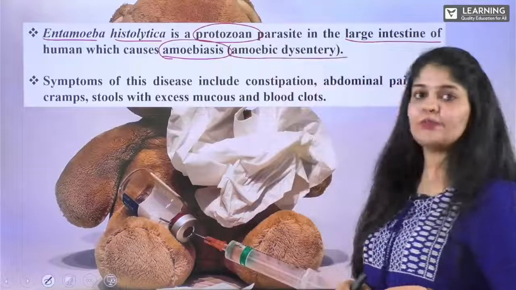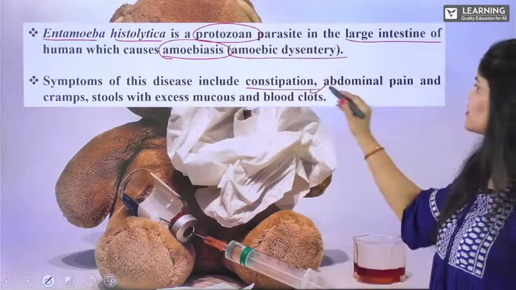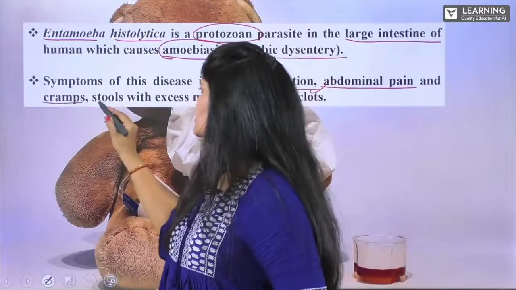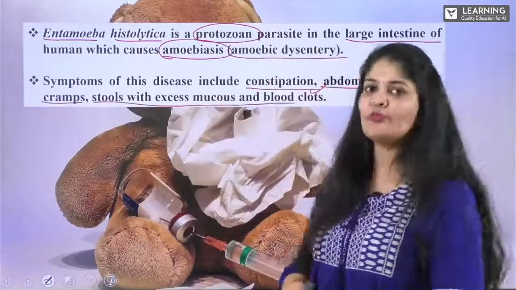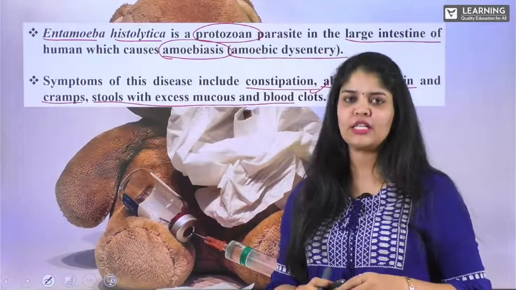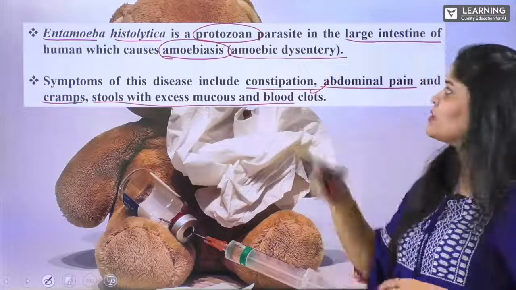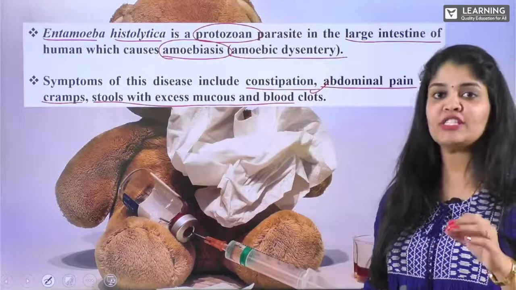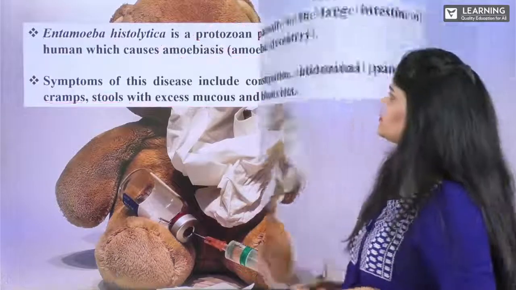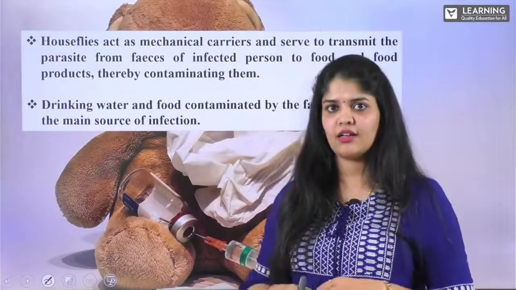Here the symptoms of this disease include constipation, abdominal pain, cramps, and passing stools with excess mucus and also blood clots. We find blood clots in the stools passed by the infected person. So, Entamoeba histolytica is a protozoan which causes the disease called amoebiasis.